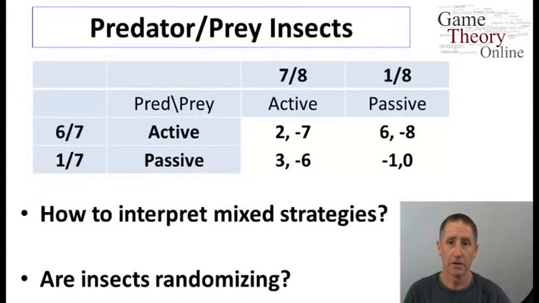So, mixed strategies play a critical role in game theory. In this predator-prey game, there is only a mixed strategy in Nash equilibrium. So the first question to ask is, what do these mixed strategies really represent? Are there insects there having some randomizing devices in their tiny little brains that are determining their actions? This turns out to be quite a deep question, and there are multiple ways to look at mixed strategies.